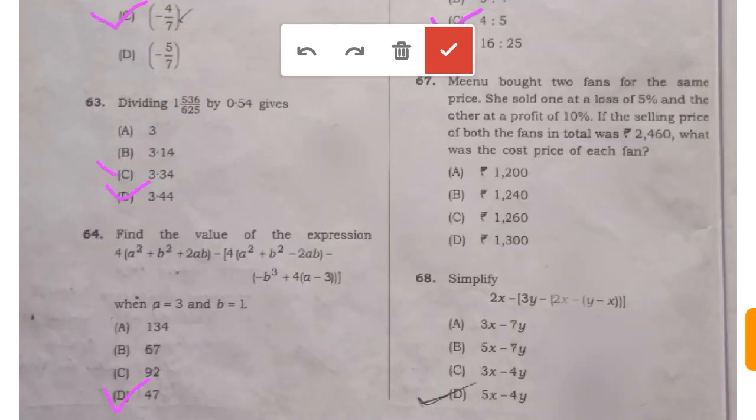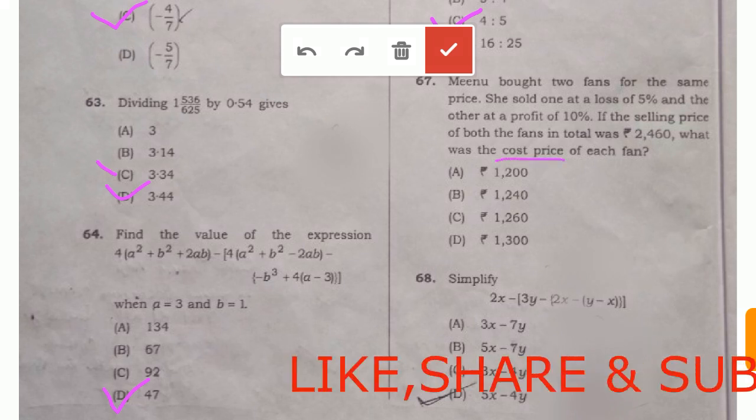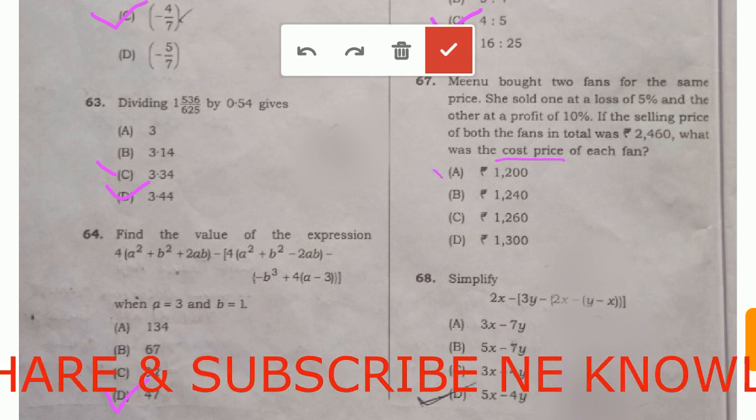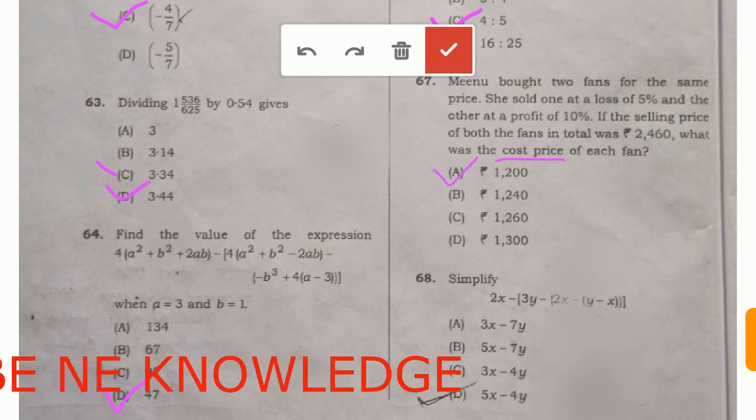Okay, question number 67. Minu bought two fans for the same price. She sold one at a loss of 5% and the other at a profit of 10%. If the selling price of both the fans in total was rupees 2460, what was the cost price of each fan? Here we have to find CP. Here option A is the correct answer, 1200. I will show you how to find this.